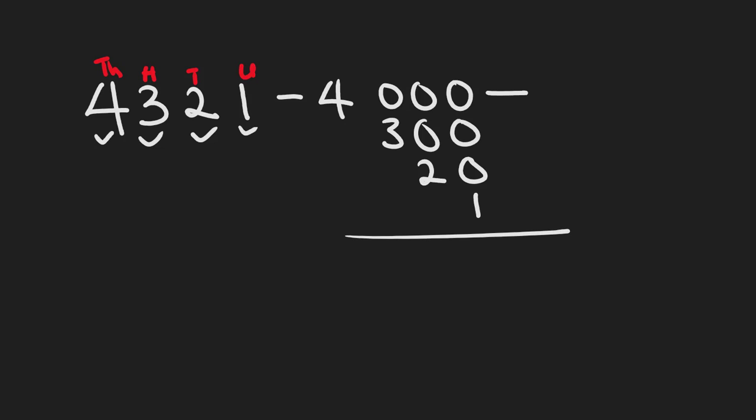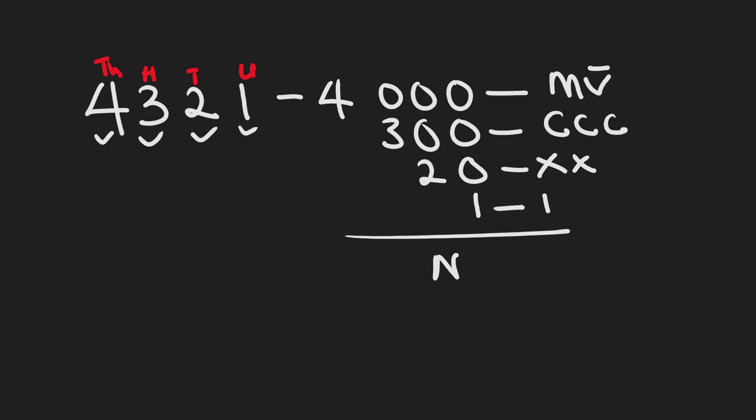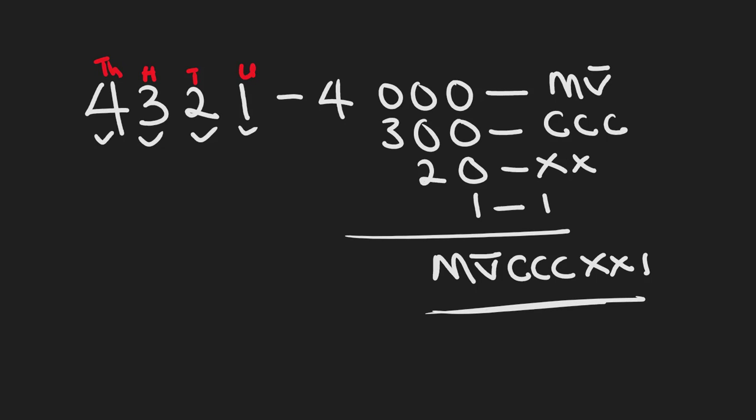4,000 is actually 5,000 minus 1,000. And 5,000 is V with a line, right? So it's going to be MV with the line. That's 5,000 minus 1,000. Then 300 is going to be CCC, and 20 is XX, and 1 is I, right? So it's going to be MV with a line at the top, then CCC, then XXI. So this is 4,321 in Roman numerals. Very interesting, right?